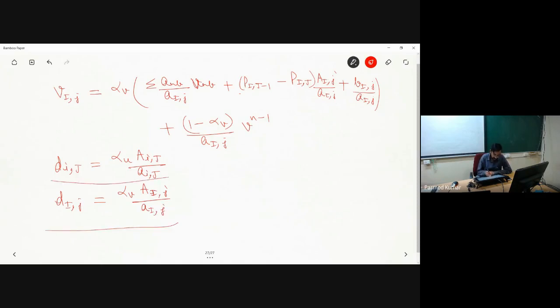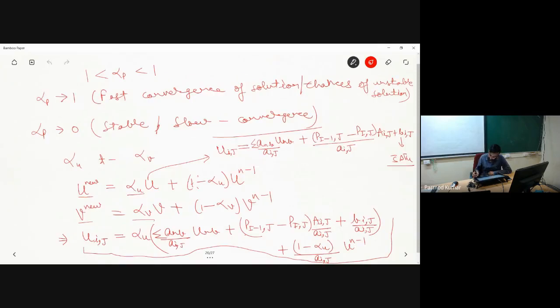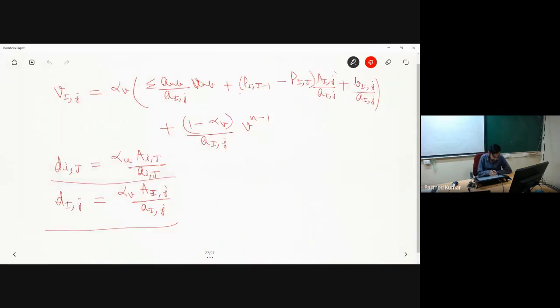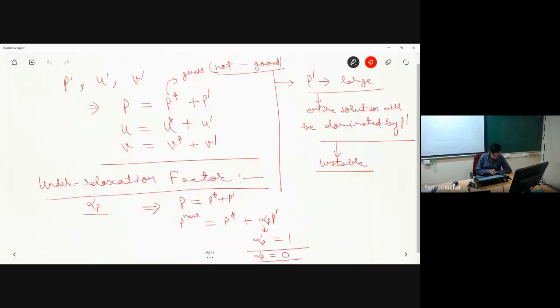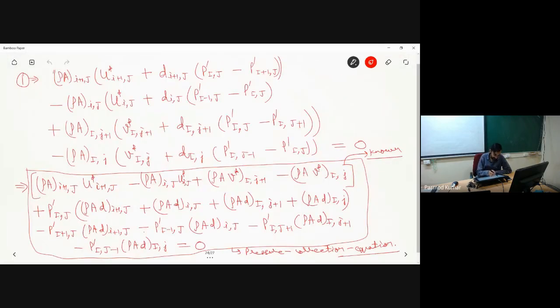Okay, so my definition of d will also change, and if the definition of d is changing and expressions for u and v are changing, that will actually modify our pressure correction equation accordingly. Whatever we substitute into my discretized form of the continuity equation will change the coefficients of the pressure correction equation also.